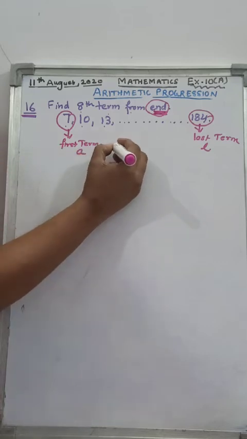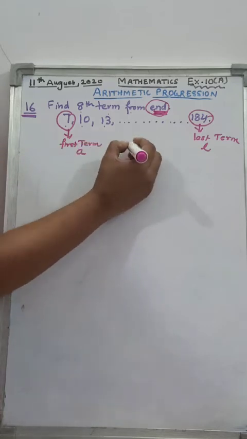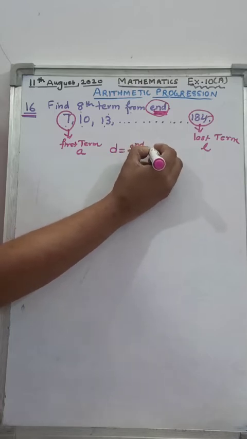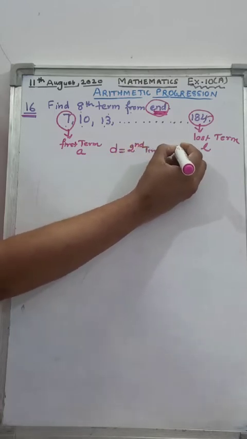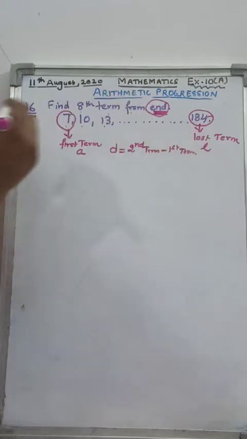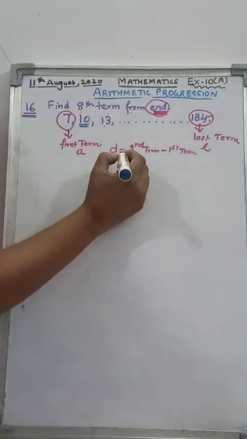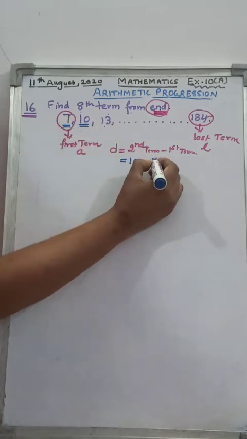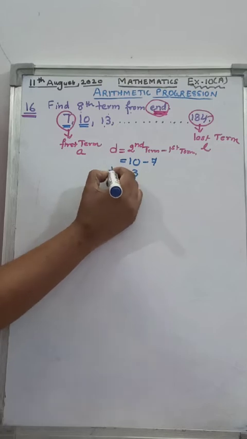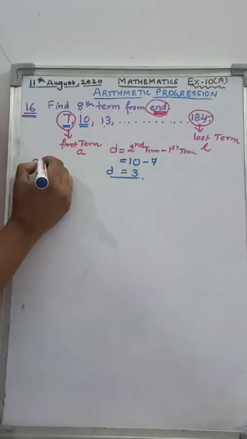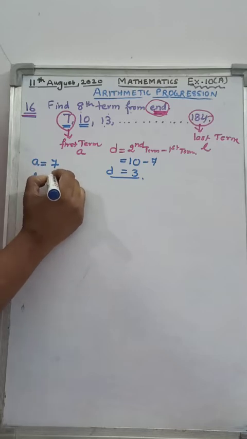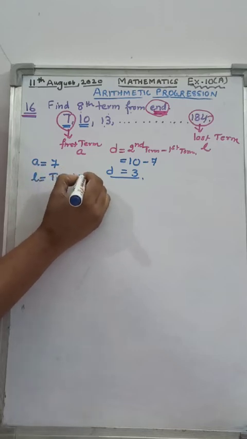Now we have to find the common difference D. How will you find the common difference? Second term minus first term. So we'll substitute the values. What is the second term? 10. What is your first term? 7. So 10 minus 7 is 3. So this is your common difference. A is given to us as 7. The last term or Tn term is 184.